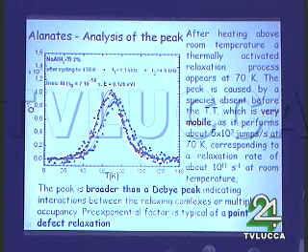The peak is broader than the Debye peak, than the Debye process, indicating interaction between the relaxing complexes or multiple occupancy. And principally, the pre-exponential factor is typical of point defect relaxation. So this is the activation energy, 0.126 electron volt.